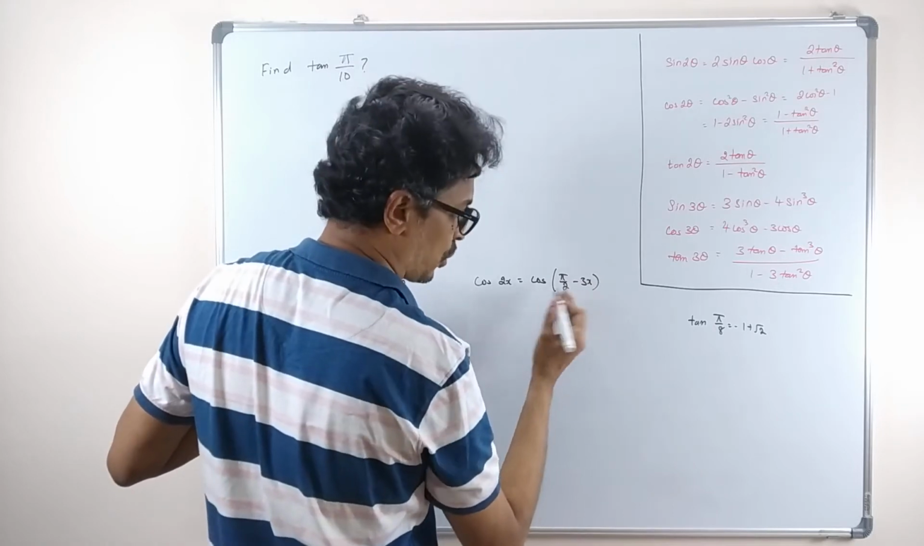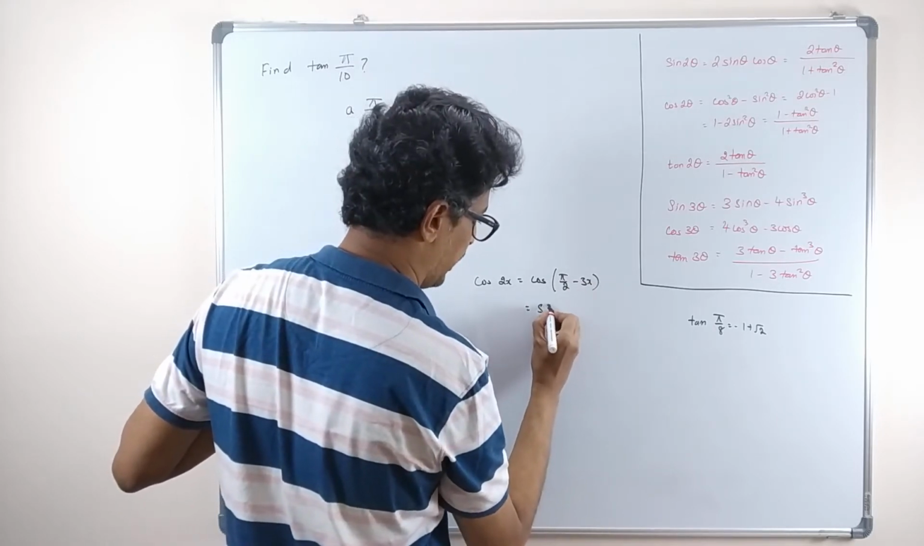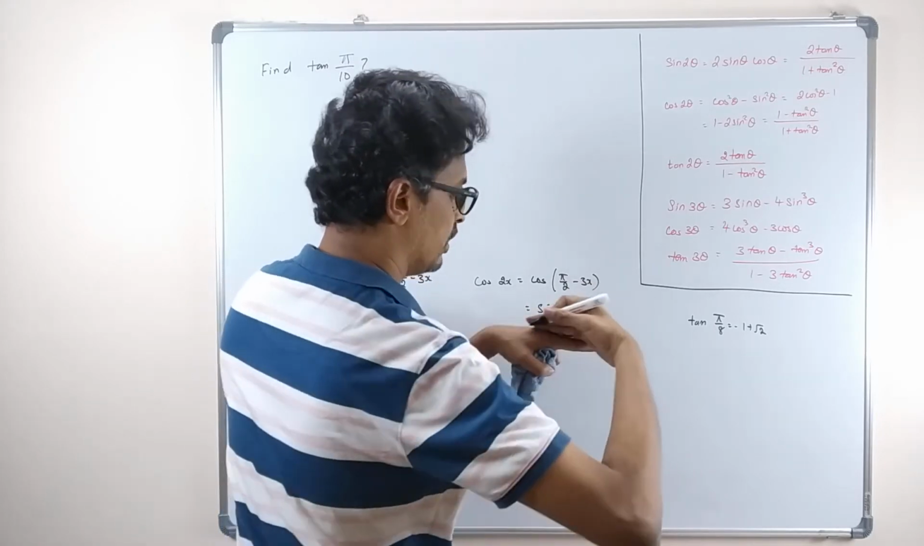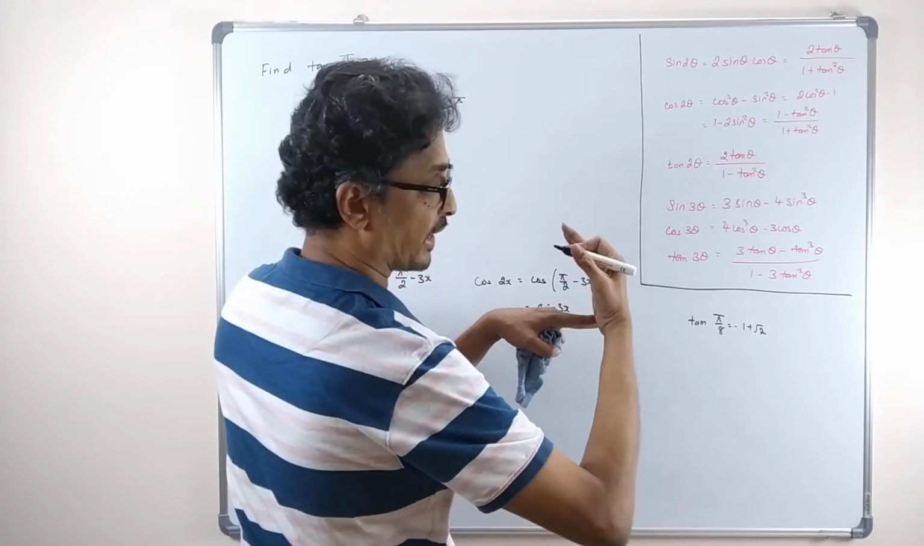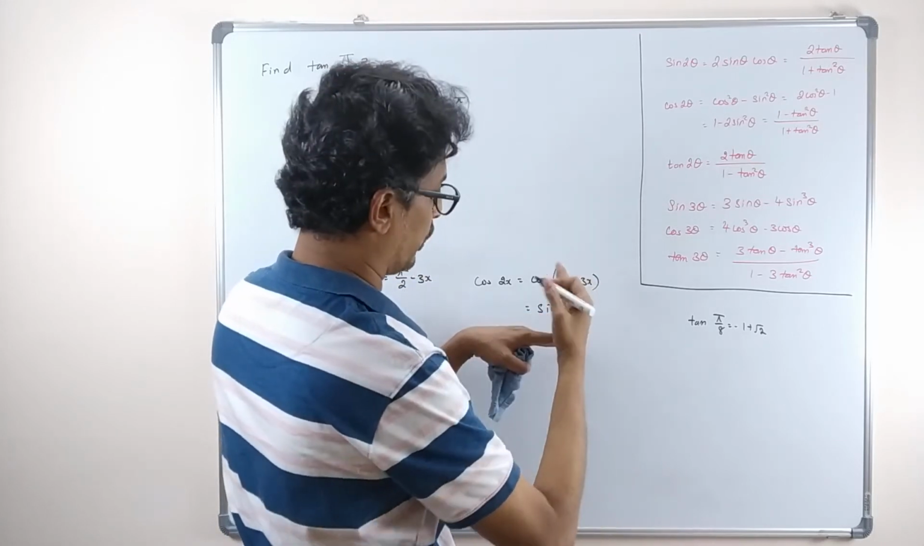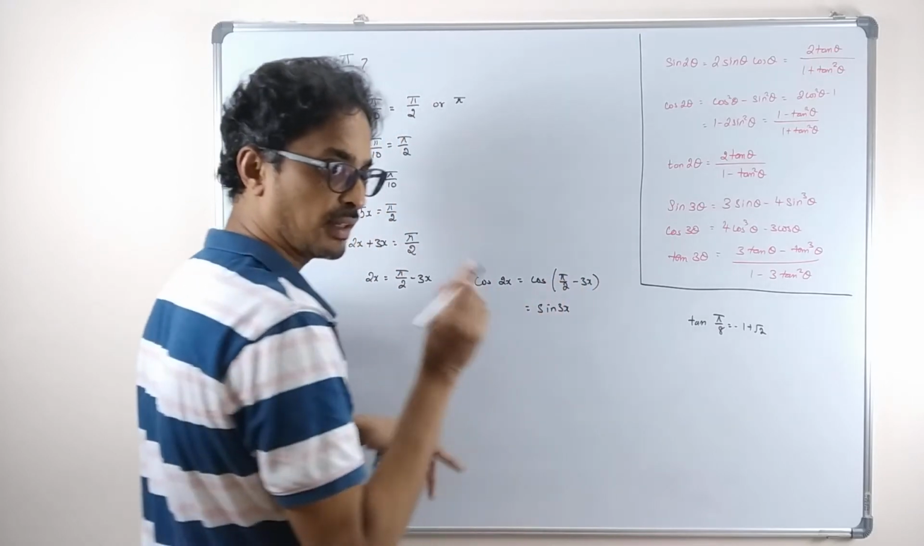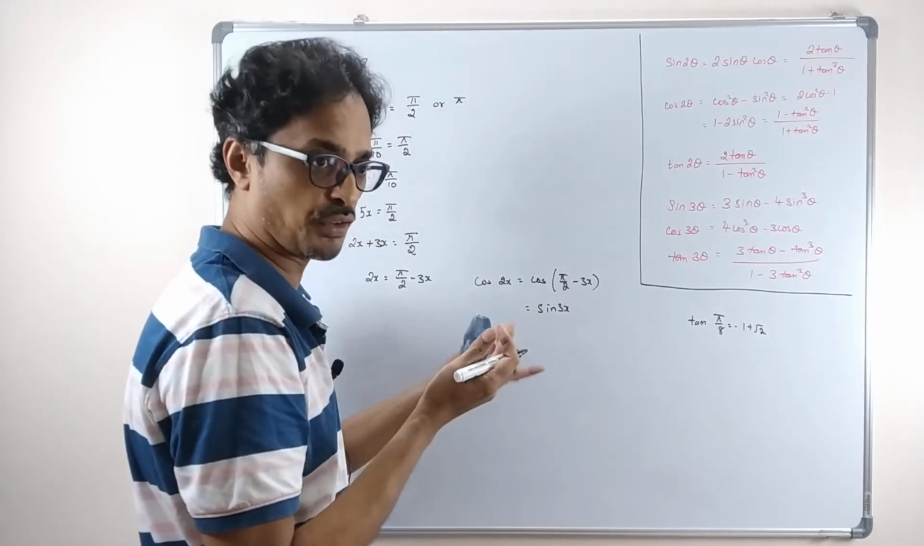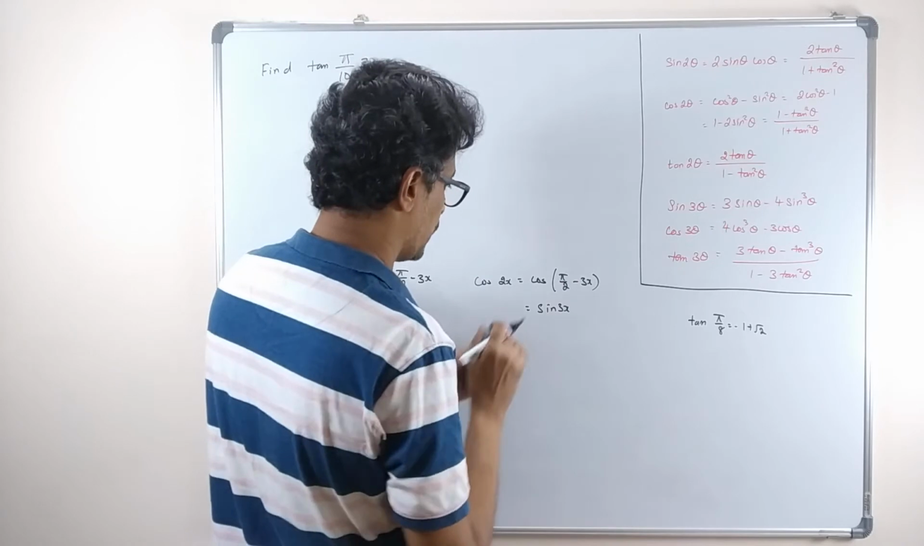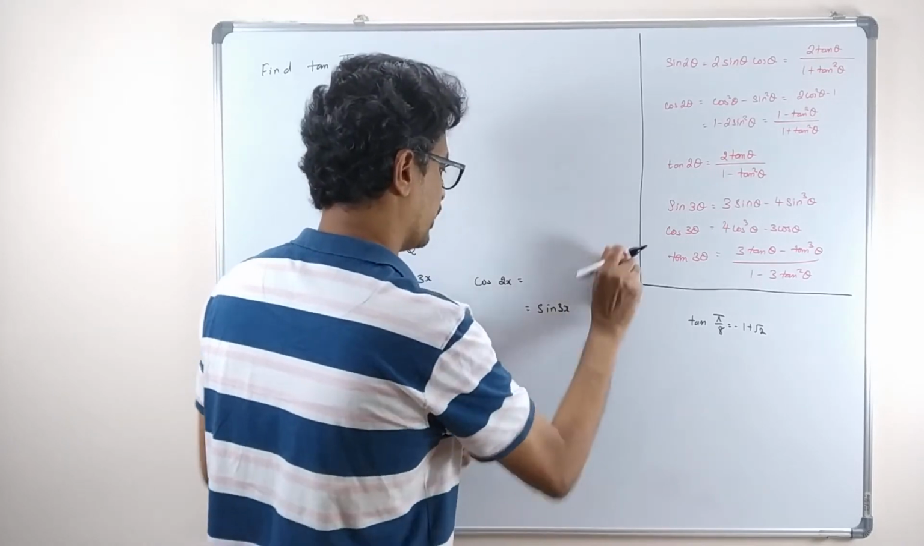We know cos of pi by 2 minus 3x is going to be sine of 3x, and what will be the sign? Pi by 2 minus, right? It's the first quadrant, and in the first quadrant everything is positive. So cos of 2x is going to be sine of 3x, right?